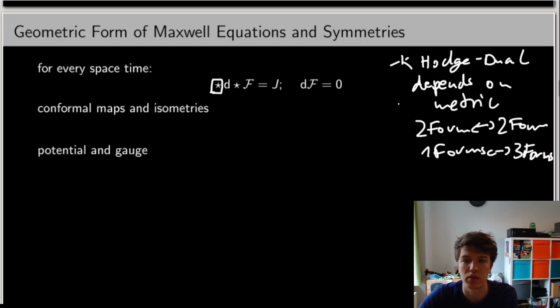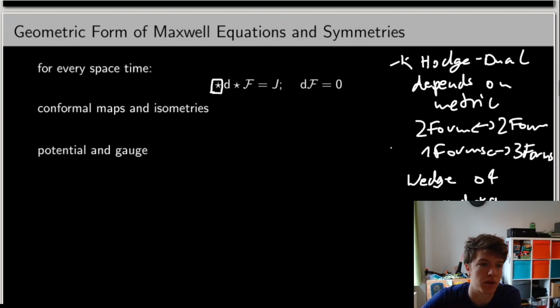So it's a dual in that sense that the wedge product of A and star A is proportional to the metric. So it depends on the metric. And the second Maxwell equation is just the exterior derivative that you should know from differential geometry.